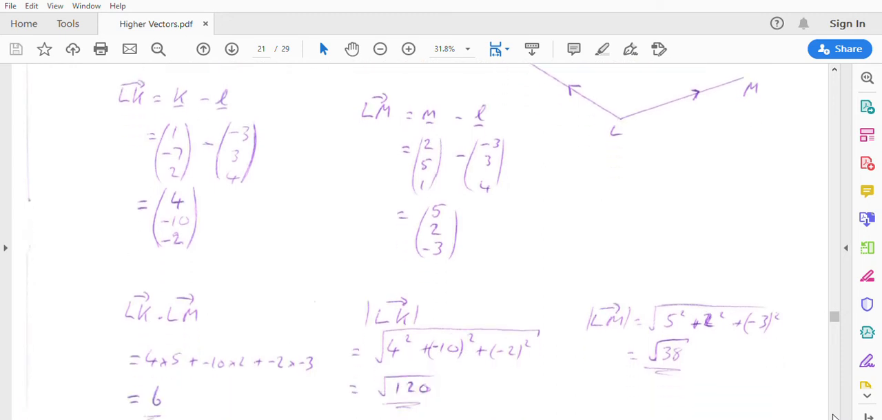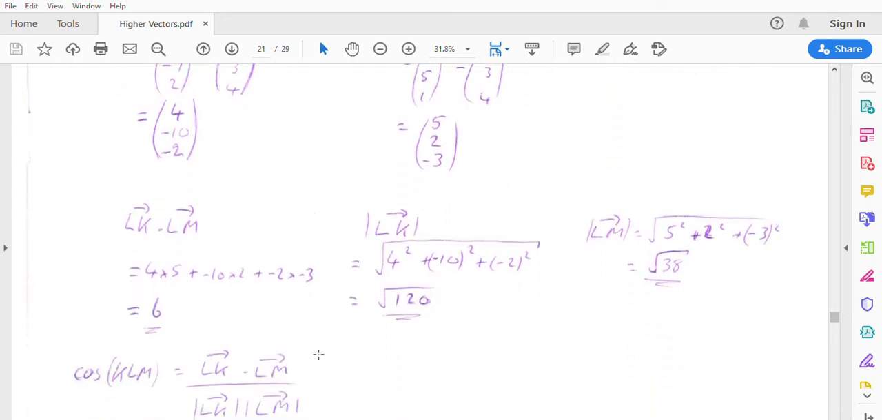And after that, the cosine of KLM will be LK dot LM, which we can calculate from here. So 4 multiplied by 5 plus negative 10 multiplied by 2 plus negative 2 multiplied by negative 3, which is 6. We can find the magnitude of LK, 4 squared plus negative 10 squared plus negative 2 squared, all square rooted. Similarly, find the magnitude of LM.